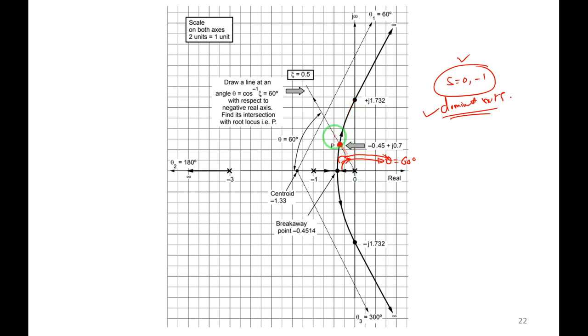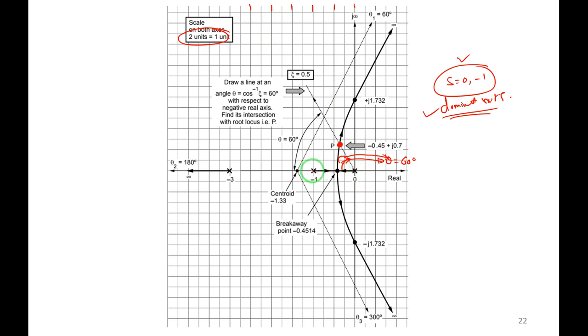This line is intersecting the root locus at point P, and I have to read the coordinates, because the graph you have to draw compulsorily on the graph and to the scale. Here they have taken 2 units equal to 1 unit for both the x-axis and y-axis. What is the meaning of that? I will tell you. See here, this is 0, and 2 units is 1 unit, right? So this is 1 unit.